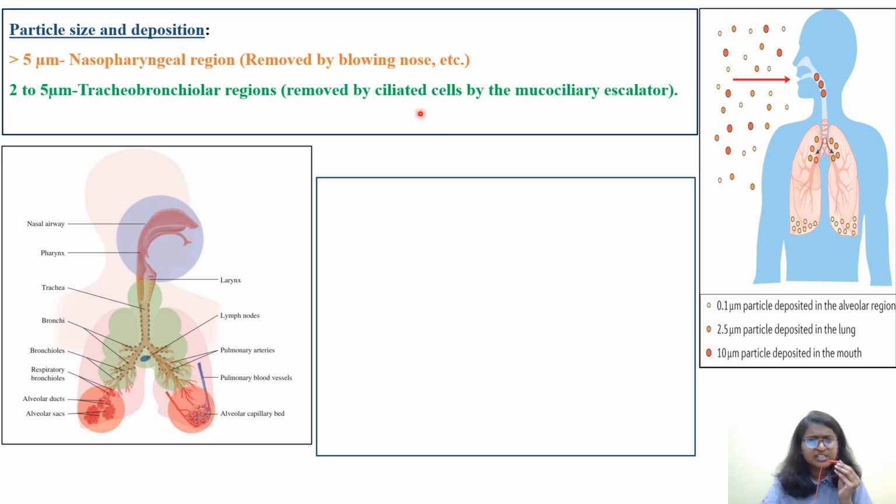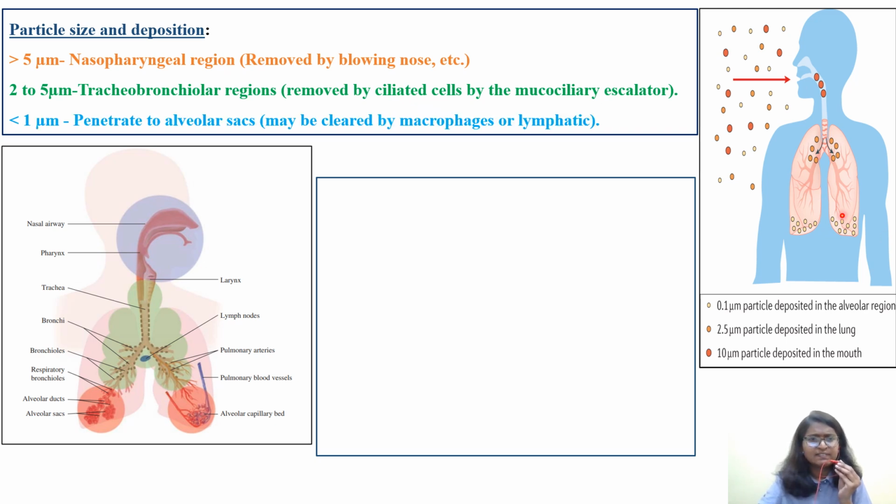Simple sneezing can remove such a size of particles. If the particle size is 2 to 5 micrometer, it will be deposited in the tracheobronchial region and removed by ciliated cells through the mucociliary escalator. That is always the purpose of this mucus: it will try to remove the unwanted particles through the nose, by continuous movement of ciliated cells.